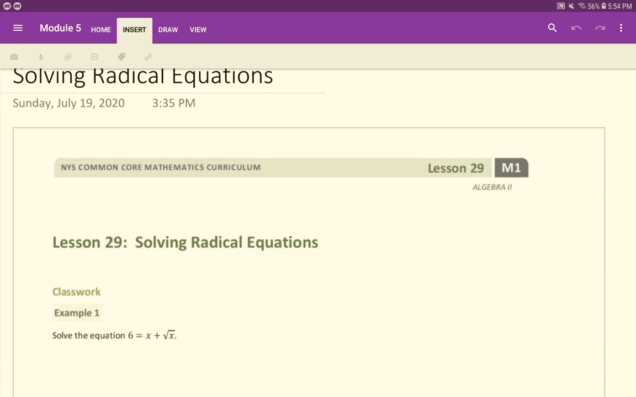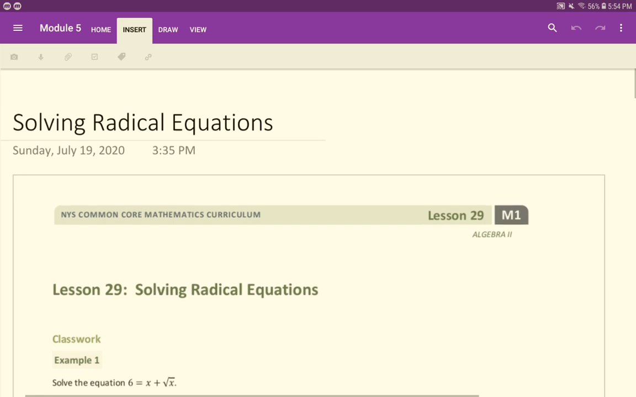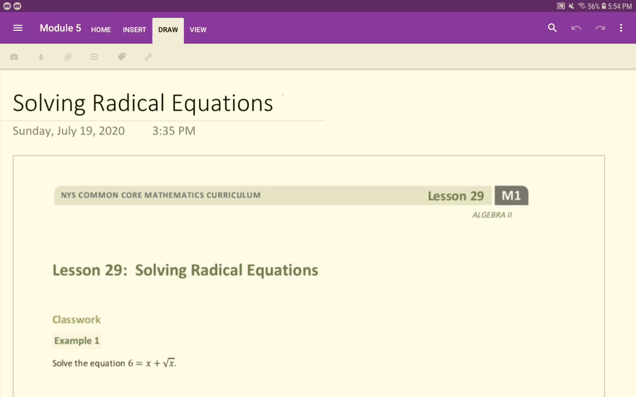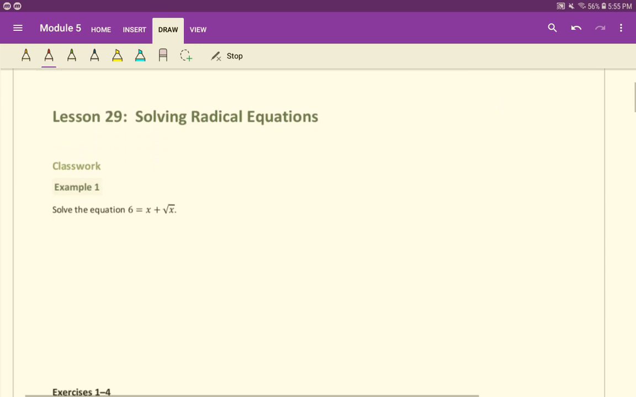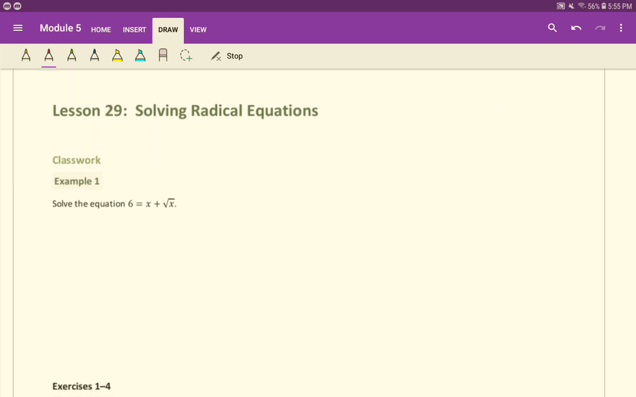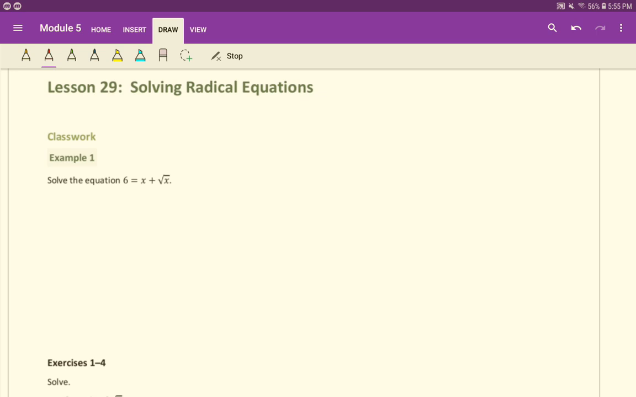Folks, welcome to the next lesson in our module here, where we are going to be solving radical equations again. And the answer is yes, again. But these are going to involve some slightly different skills, or slightly different techniques, I guess, whatever we'll say. So let's go ahead and jump right in.